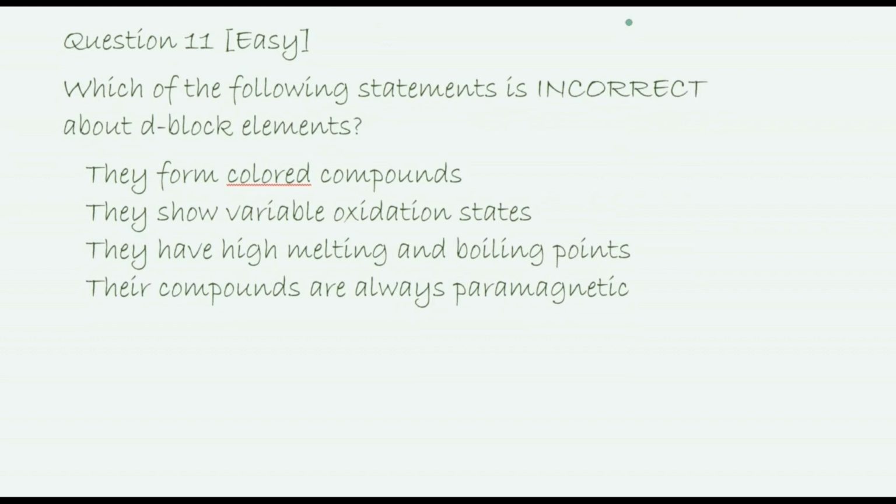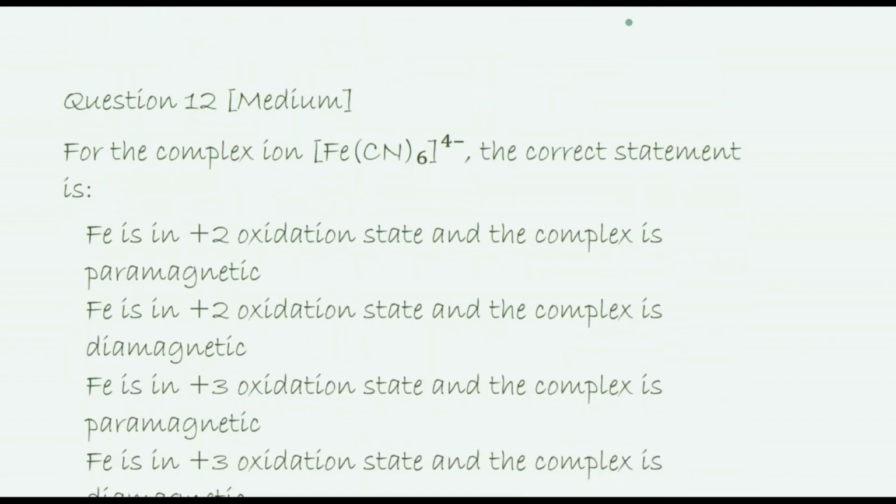Which of the following statements is incorrect about the d block elements? They form colored compounds. True. They show variable oxidation states. True. They have high melting and boiling points. Their compounds are always paramagnetic. They won't be always paramagnetic. They can be diamagnetic also. Paramagnetic are those having unpaired electrons. Diamagnetic are those not having any unpaired electrons.